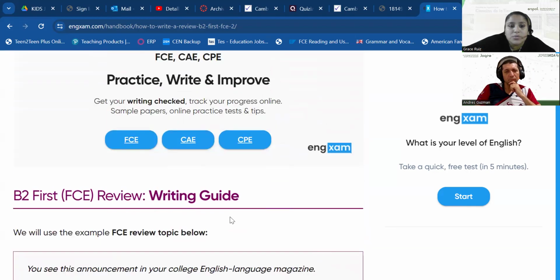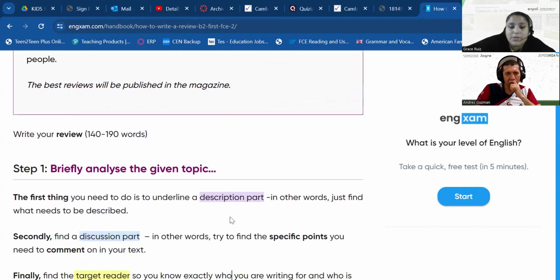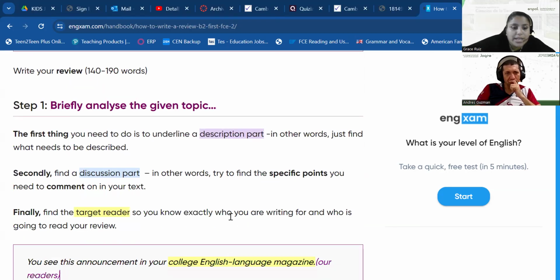Then we need an introduction. Yes? Then we need the first body paragraph in which you're going to describe. Then you're going to discuss or comment in the second paragraph. And then you're going to make your recommendation in the conclusion. Yeah? So that's basically what you have to do in a review.